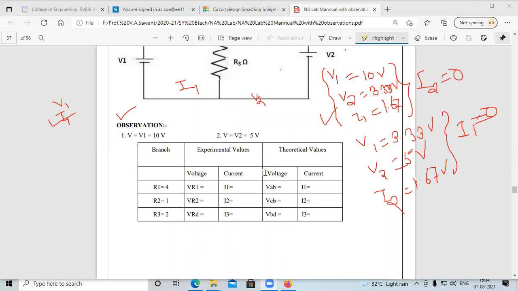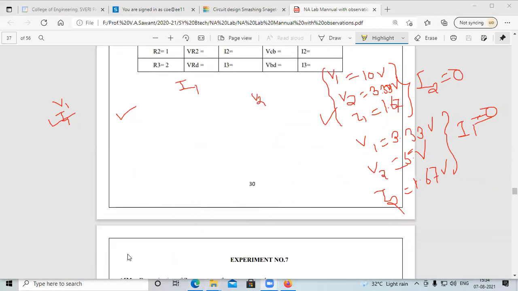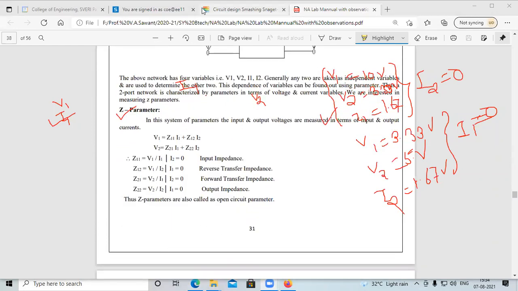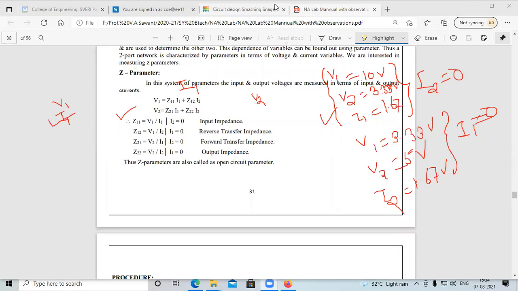Okay. So see now by using this formula, we calculate the values of Z11, Z12 by using these readings. First of all we calculate Z11. Z11 is equal to V1 divided by I1 when I2 is equal to 0.